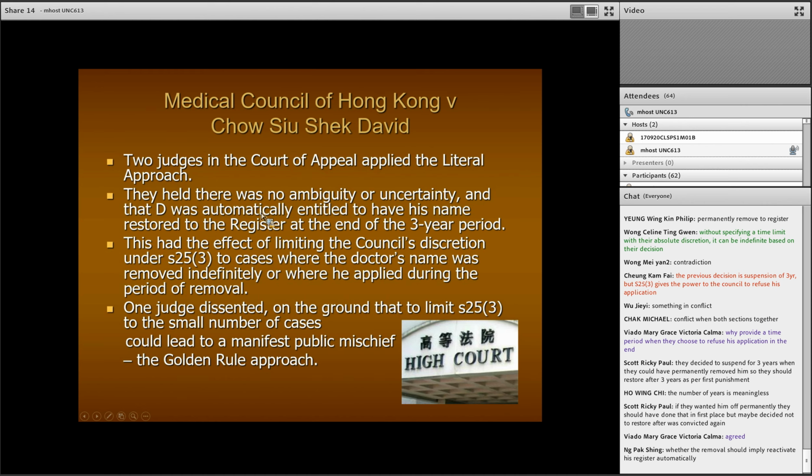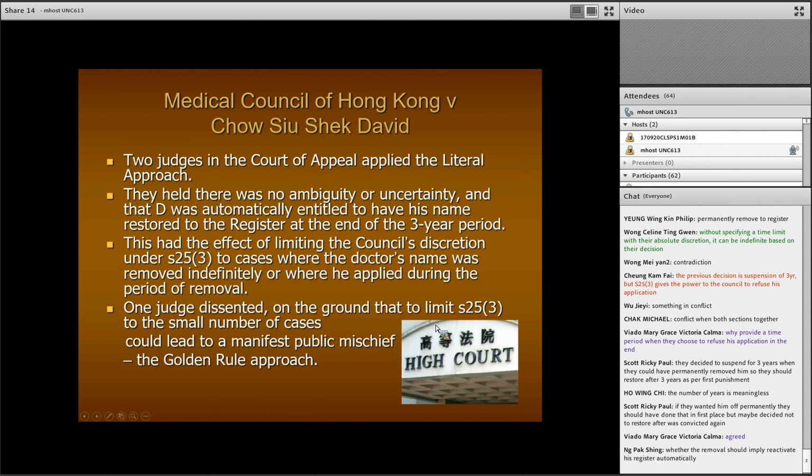That means automatic restoration, as long as the period has expired, for example, the 3-year period, the restoration will be automatic. This is one of the interpretations. The other interpretation is that the restoration is subject to the discretion of the counsel. This is the standpoint of the counsel. The counsel argued that the restoration must be at the discretion of the counsel. It should not be automatic. Later on, you will know the reason for the interpretation preferred by the medical counsel.